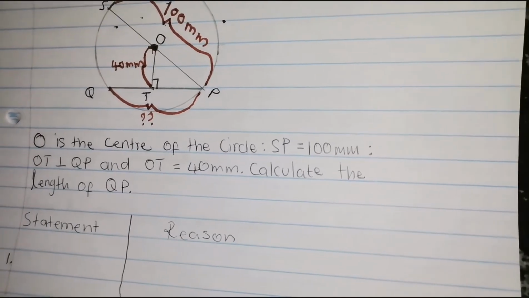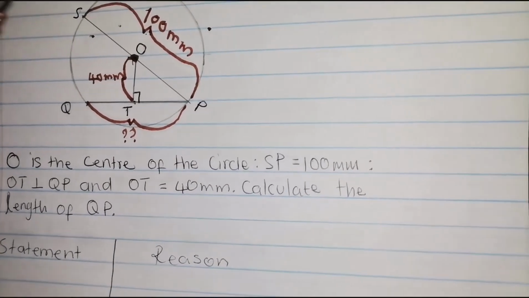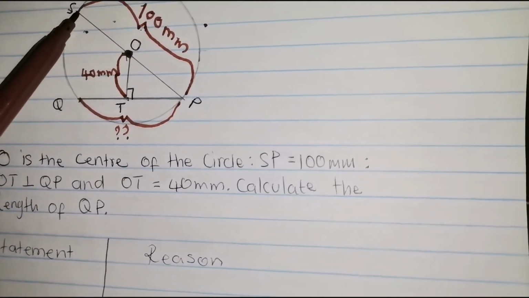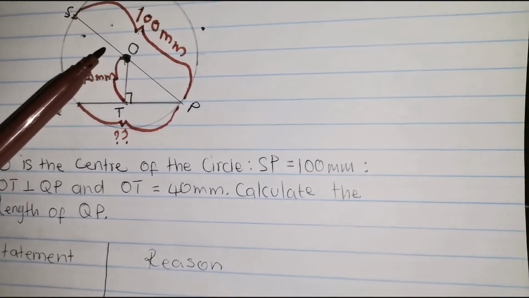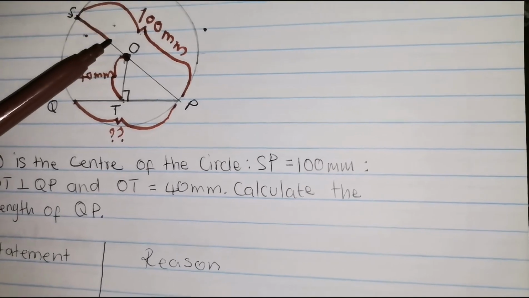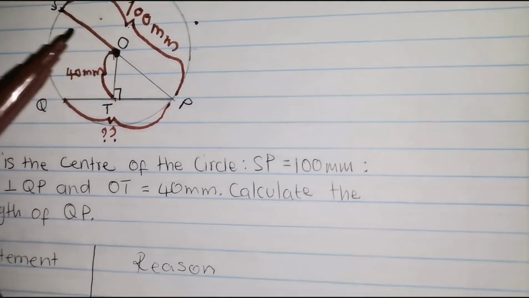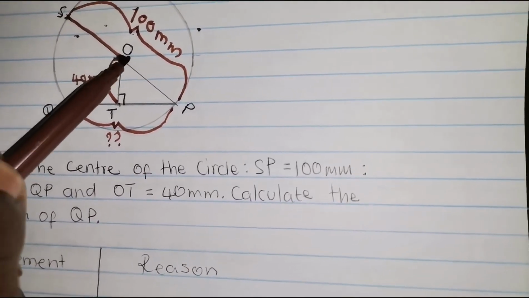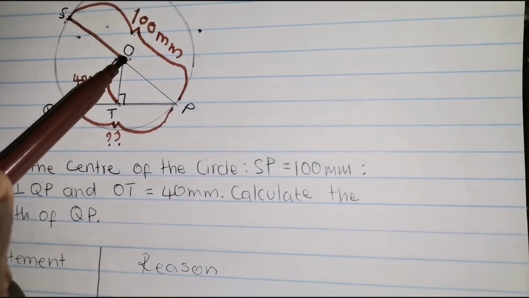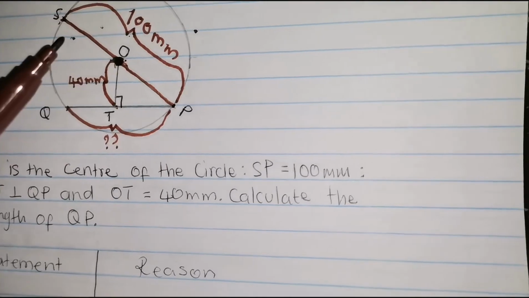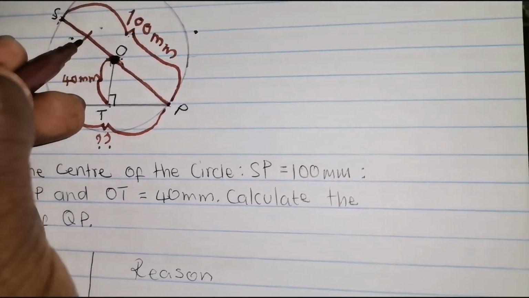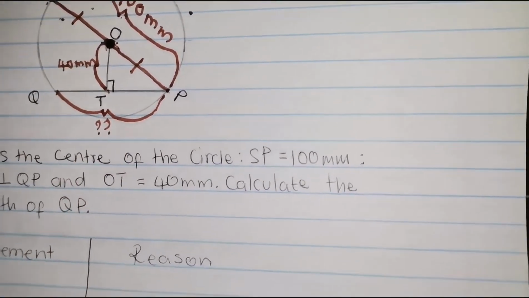I'm sure you guys have talked about radii. We said a radius is a line from the center to the circumference, a length from the center that touches the circumference. This is the first line. Then the second one is OP, the line from O to P. It touches the circumference also. It means those lines are equal because they are called radii.